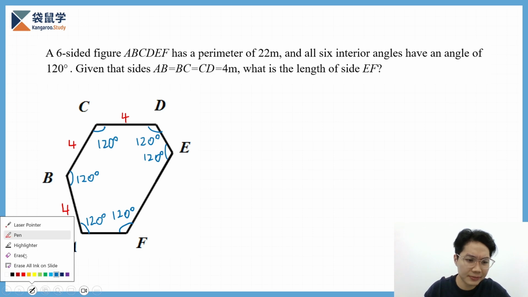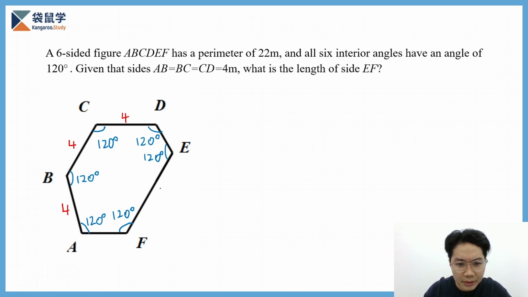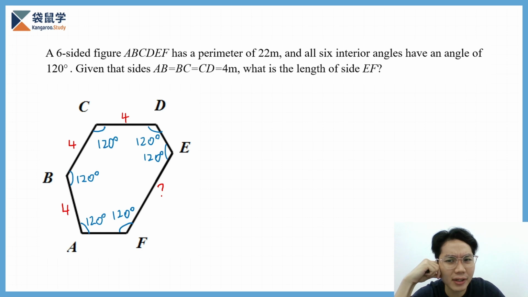How do we find it? Looks like other than EF, we still have some unknowns, right? And we're only given these sides and these angles. But why is the question giving us that the interior angles are 120 degrees? Let's think about it. What special properties does an angle of 120 degrees have, what can it give us?